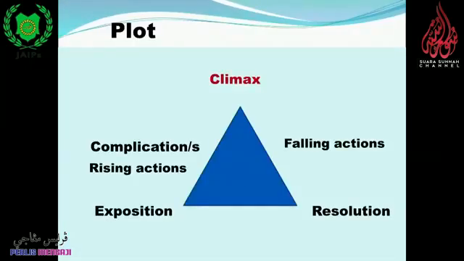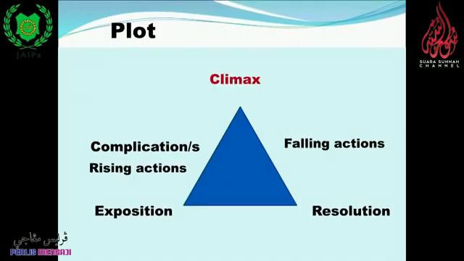Now, when I mention plot, this is the traditional plot of how you write a story. You have the exposition or the beginning, and then you have the complications or rising actions, which bring to the climax, the most important part in the story. And then you have falling actions, where the story will come towards the resolution, that is the ending.